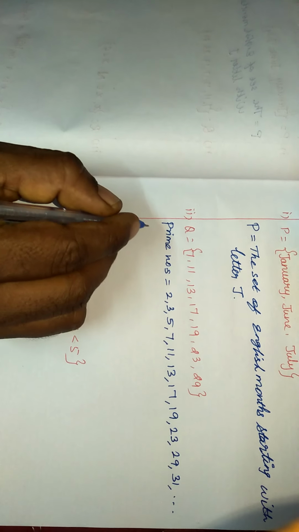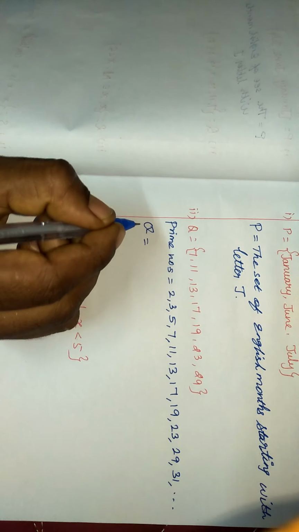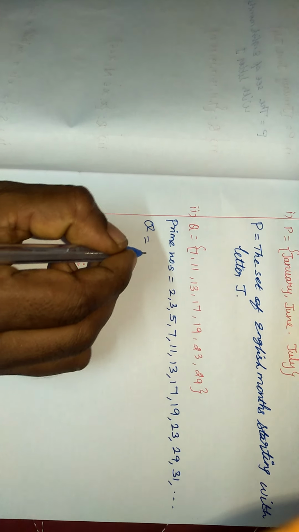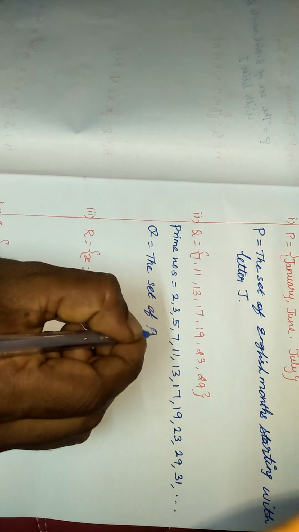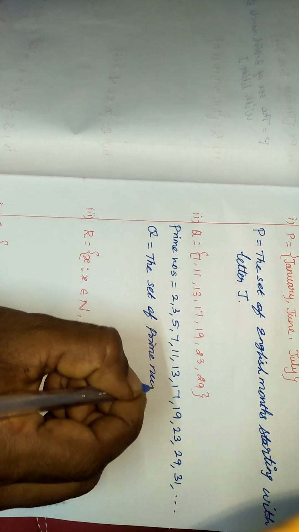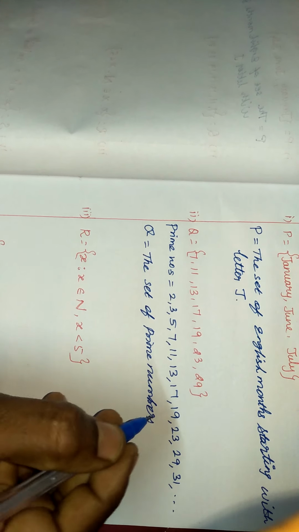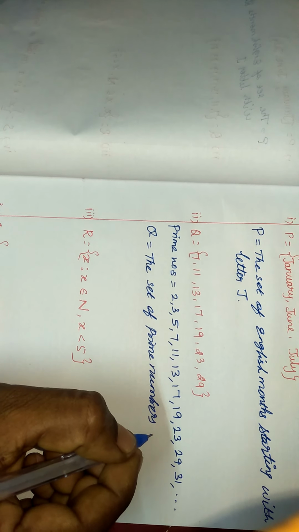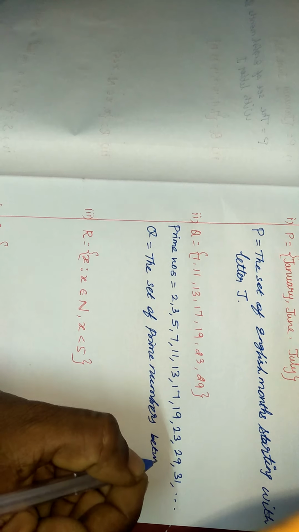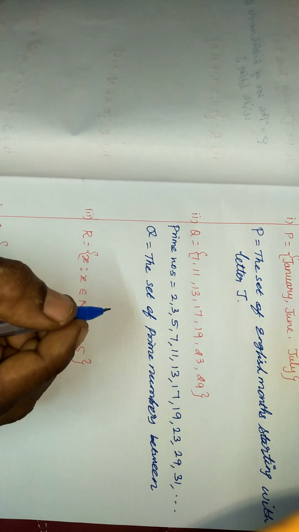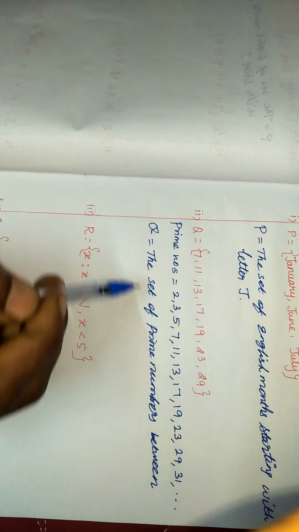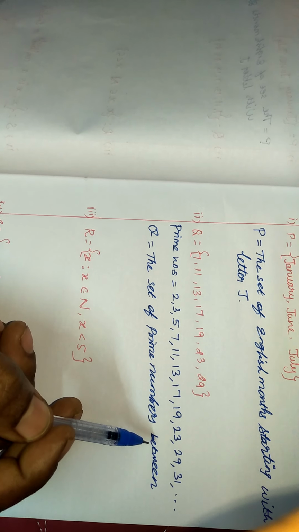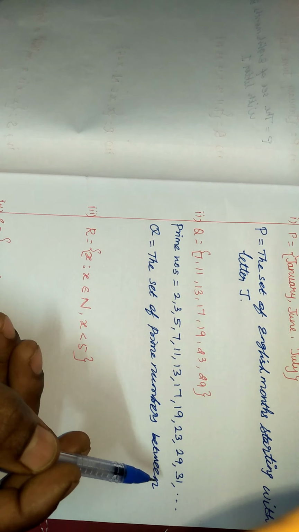So you have to write the statement as Q is equal to the set of prime numbers between 5 and 31, because here up to 7 to 29 only there. So we have to write the set of prime numbers between 5 and 31.